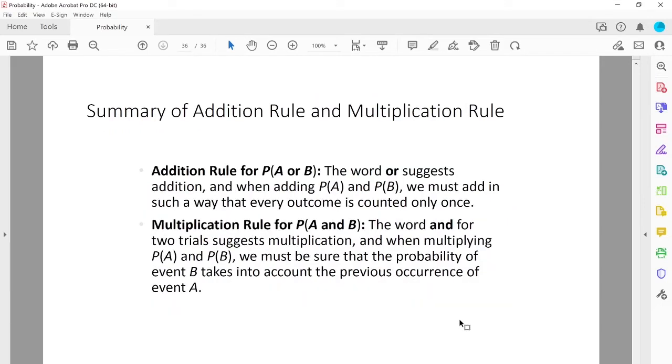Okay, so this is the summary. Addition rule, probability of A or B. The word or suggests addition, adding P(A) and P(B), when we must add in such a way that every outcome is counted only once. And multiplication rule, which is probability of A and B. The word and for two trials suggests multiplication, and when multiplying P(A) and P(B), we must be sure that probability of event B takes into account the previous occurrence of event A.